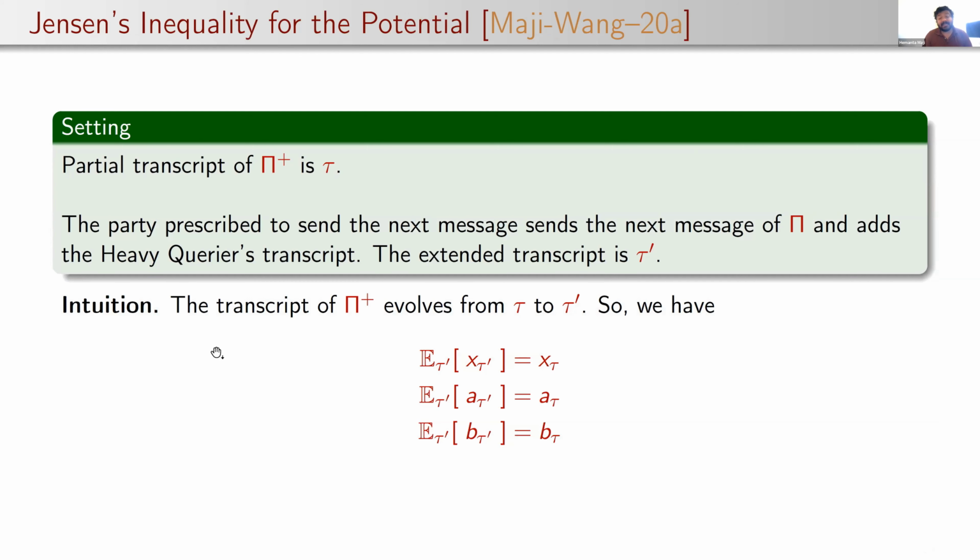So a key technical contribution that we make is Jensen's inequality for this potential function. Let me elaborate. What does this mean? Suppose we have a partial transcript tau and the protocol evolves to a new transcript tau prime. The expected output at tau prime, if you take an expectation over all possible evolutions, is the expected outcome conditioned on the partial transcript being tau. Similarly, the expectation of Alice's defense in the future is Alice's defense now. The expectation of Bob's defense in the future is Bob's defense now.